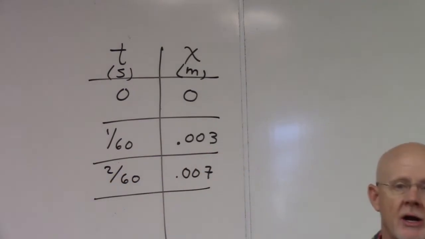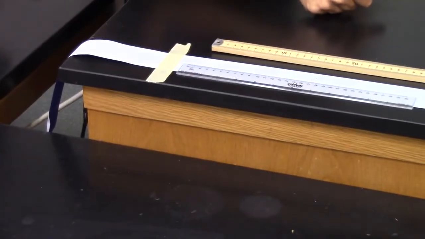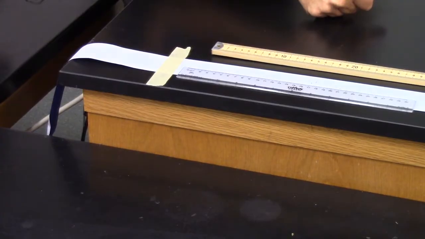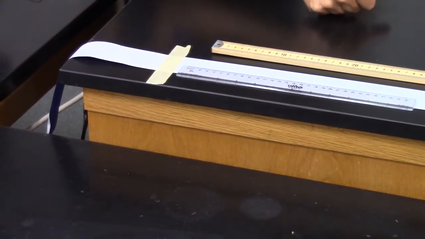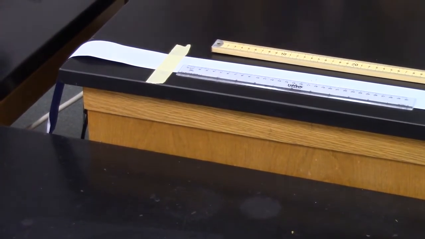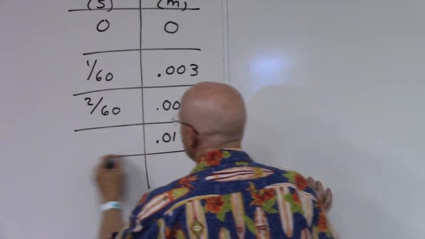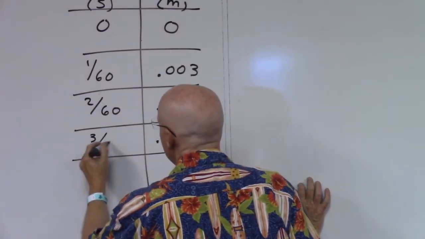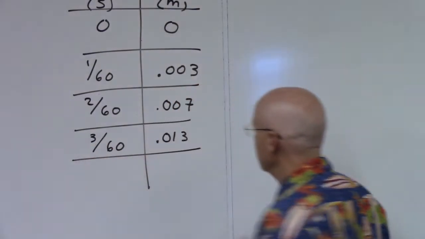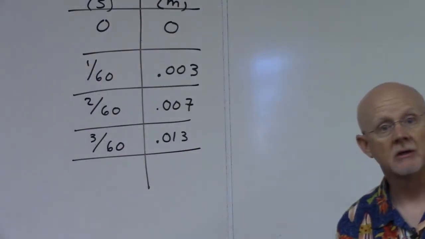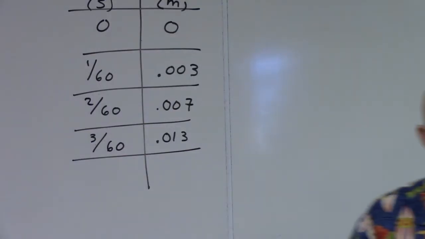All right, I'm going to do one more. I know I said I was only going to do 2, but I'm going to do one more here before I leave this up to you. That's at about 1.3 centimeters. So 1.3 centimeters would be 3/60ths of a second. Okay?